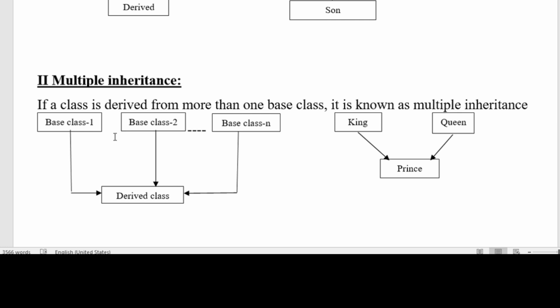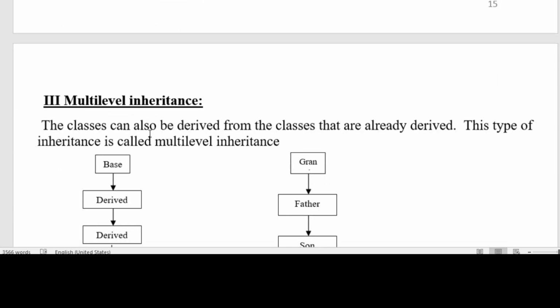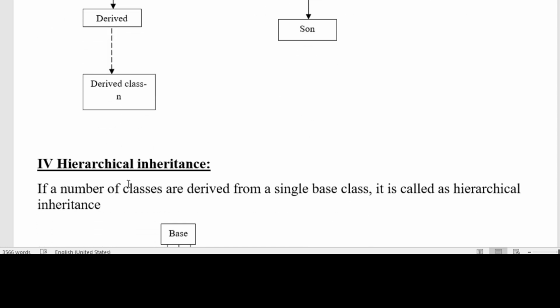Multiple and multi-level. Multiple, you just remember multiple base classes. So this diagram you need to remember: multiple base classes. Multi-level means level by level. See, one base, many derived classes like this. One by one, level by level.